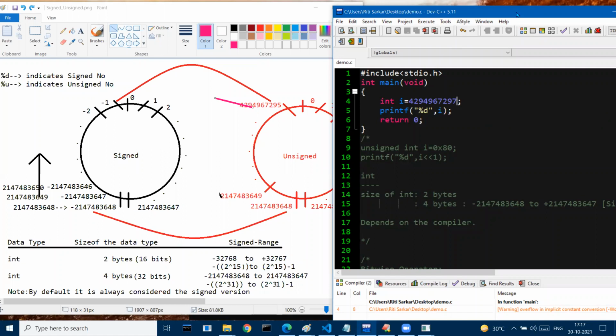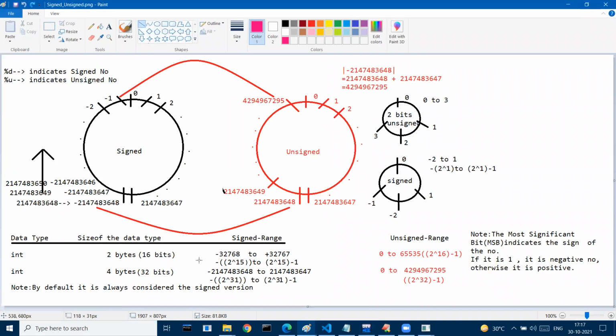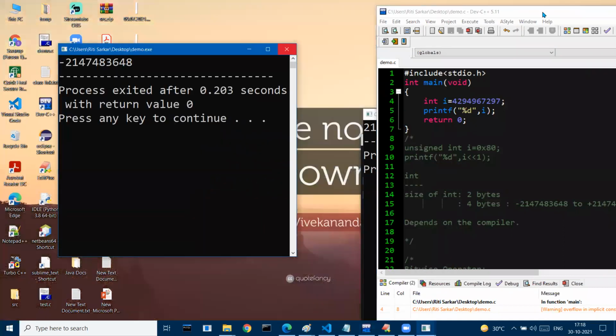Okay, now guys, this is the discussion of signed and unsigned. This is the discussion with respect to a 4-byte integer. This is the range for signed, this is the range for unsigned, and these two are the diagrammatic representation of signed and unsigned respectively. Okay, now let me go to that original example.